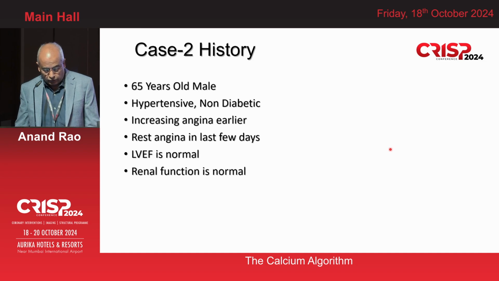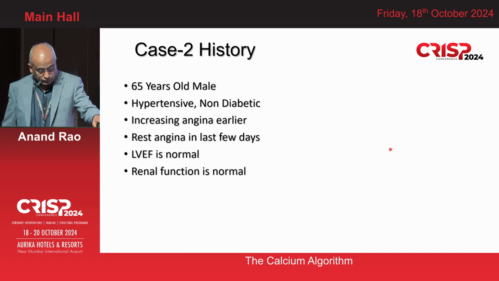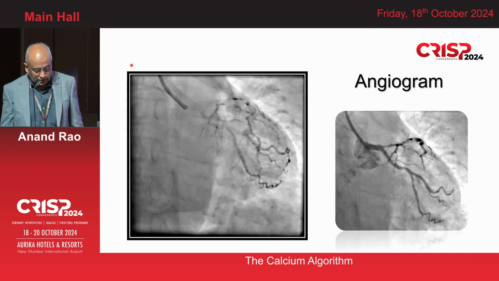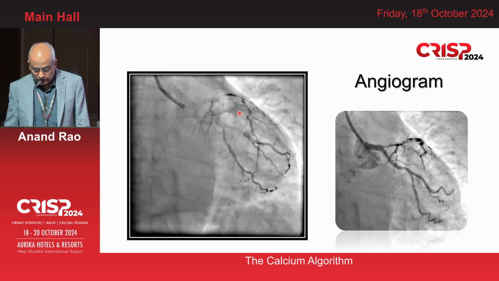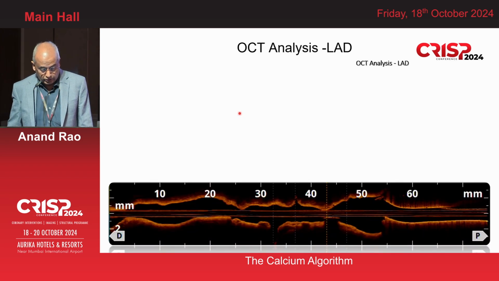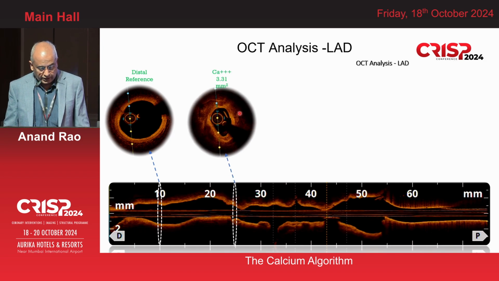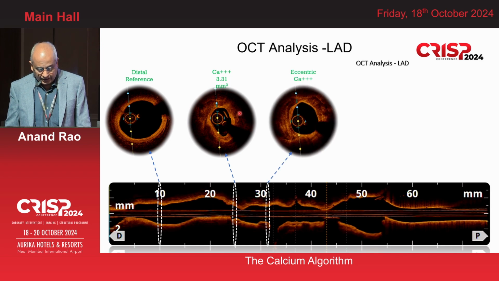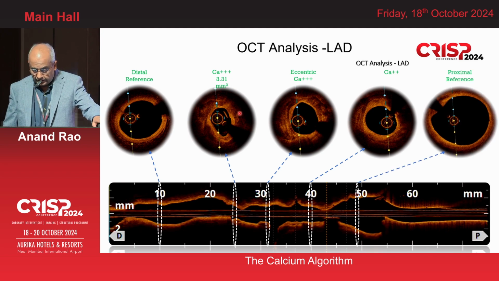The second case is a 65-year-old gentleman, hypertensive, non-diabetic, with increasing angina and rest angina for the last few days. Left ventricular function is normal, renal function is normal. He has severely calcified ostioproximal LAD going up to the mid segment, and the circumflex seems to be normal. We did an OCT analysis: good landing zone, all three layers visible, but a lot of deep calcium and eccentric calcium present, and some calcium in the proximal segment with a nice landing zone.